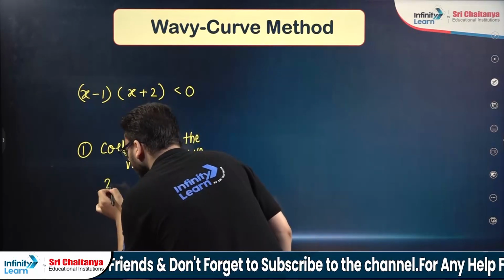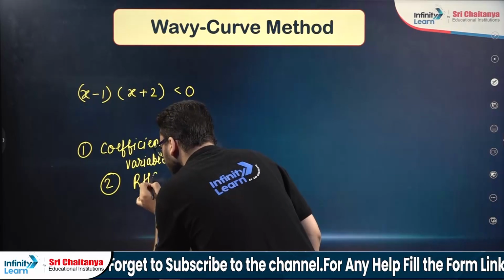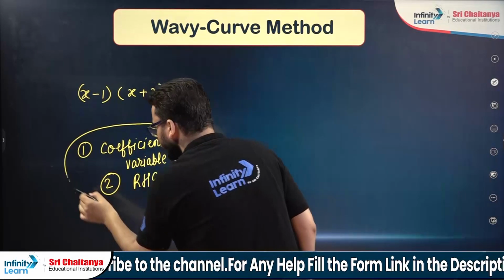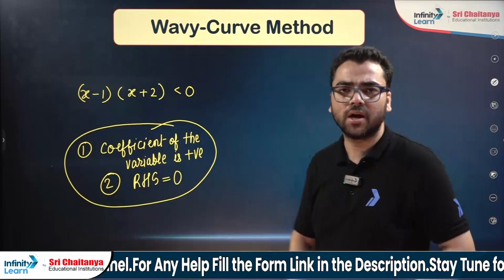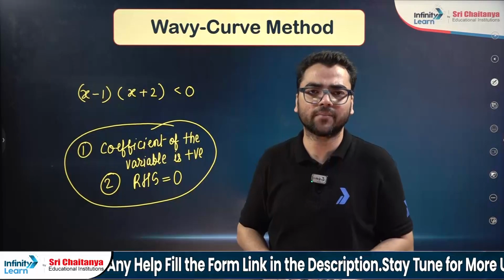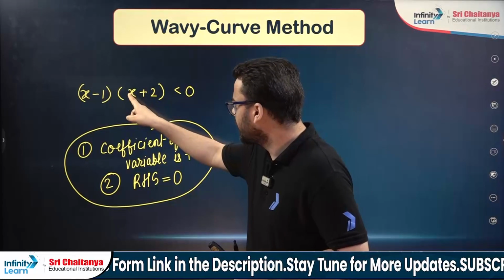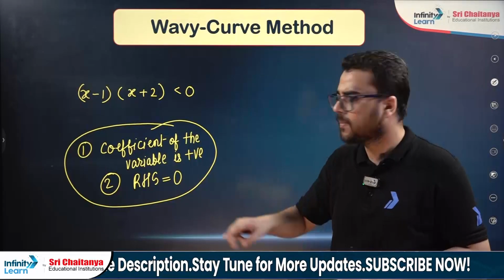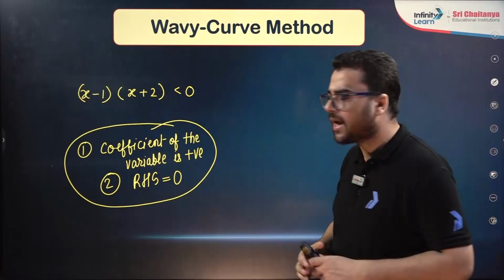Second thing is what? You have to ensure that RHS is equal to 0. If it is not 0, you have to make that. So coefficient of the variable is positive and RHS is equal to 0. That you have to do every time. So over here, that's a direct case. Coefficient of the variable, you see that's positive, multiplied by x1 in both the cases, and the RHS is 0 only.